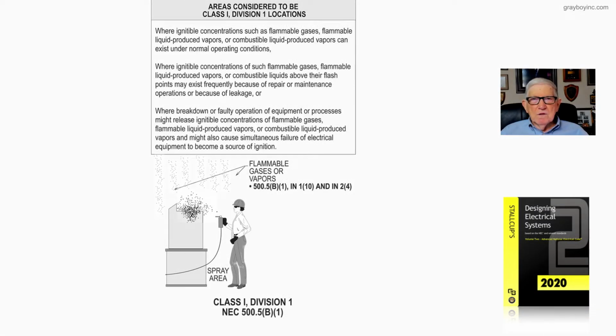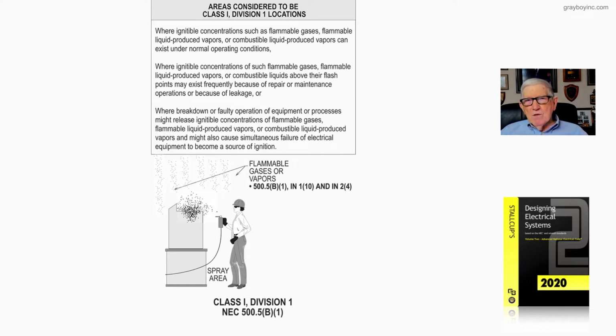Now let's review this figure 21-8A. And it deals basically with areas considered to be a Class 1, Division 1 location where a problem exists. And of course, we know if a problem exists, we have to go over and review NFPA 497 and go through the process of classifying the area by the requirements listed in NFPA 497.